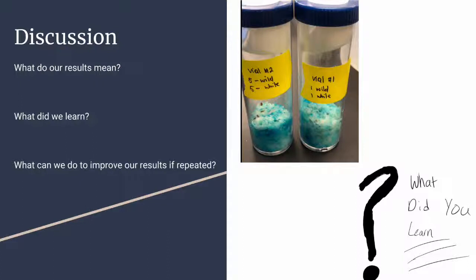Because in our 1-to-1 ratio tube, no wide-eyed flies survived. And if we could repeat this experiment, we would want to make sure that our environment and food source is completely perfect so that there is no interference from outside influences. All in all, we do believe that this experiment went well and that our hypothesis was accepted.